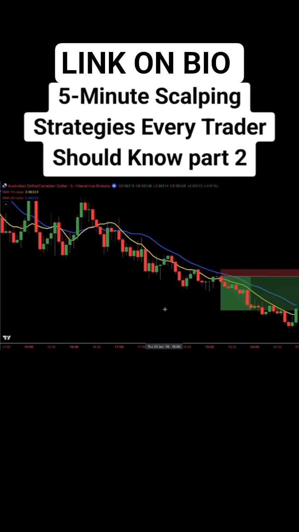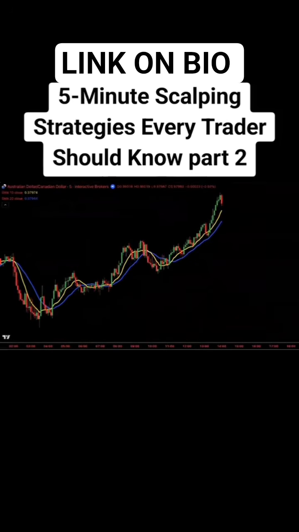As you can see, the market continues moving lower before eventually closing above the 10 simple moving average. That's where we exit the trade. This setup produced an excellent 1-to-5 risk-to-reward ratio. Take a look at this chart example.